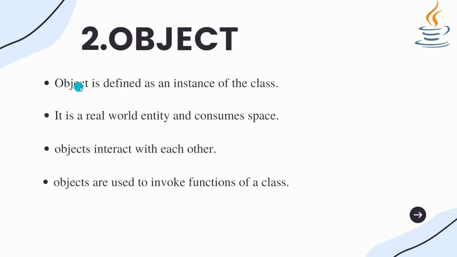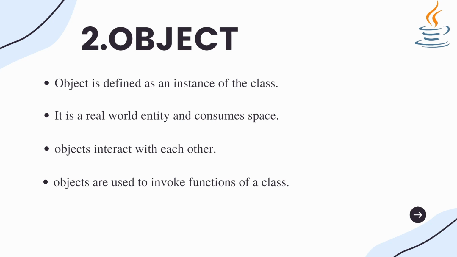Object. An object is defined as an instance of the class. An object is a real-world entity and it consumes space. An object is a basic entity of any object-oriented programming language. Objects interact with each other. They exchange data and communicate with each other.